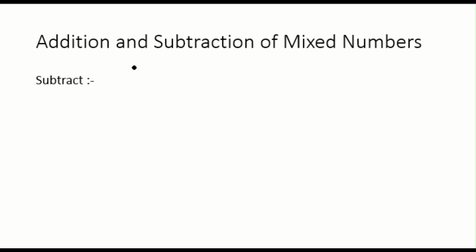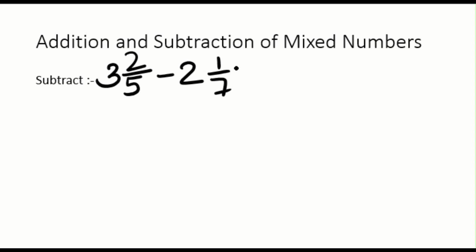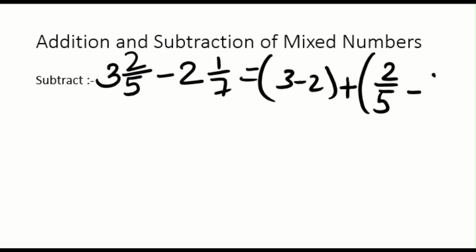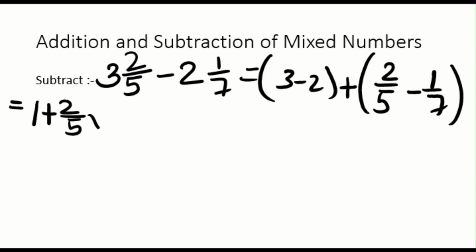So let's take one number for subtraction as well. I'm taking the number as 3 2 upon 5 minus 2 1 upon 7. So here as well we have the same method as we used for addition before. The same we are going to do here. Means 3 minus 2, here it will be minus, and then 2 upon 5 minus 1 upon 7, which is equal to 3 minus 2 is 1 plus. Now we have to convert these unlike fractions into like fractions to subtract them. So we're going to multiply on both sides by 7.